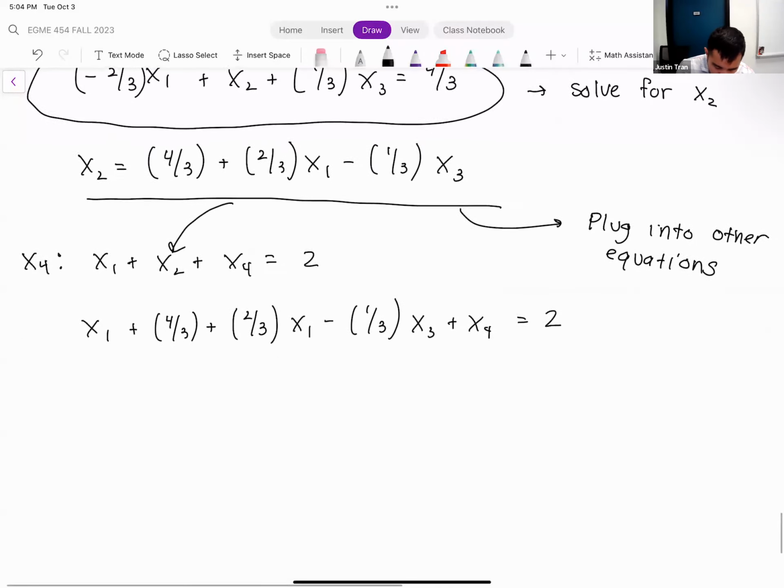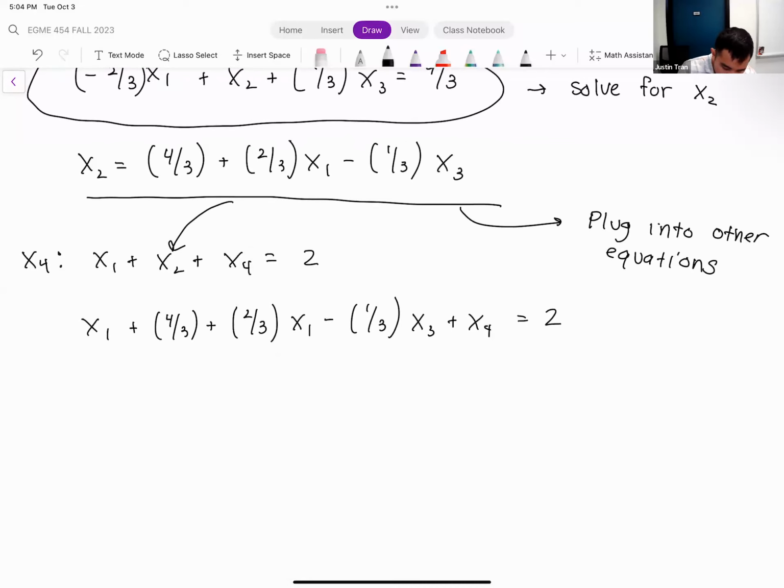We go ahead and perform this arithmetic here. We have two x1 terms, and we're going to combine those together, so we have 5/3 x1. We have a minus 1/3 x3, and x4 is going to stay the same. We're going to subtract 4/3 from both sides, and so 2 minus 4/3 is 2/3.